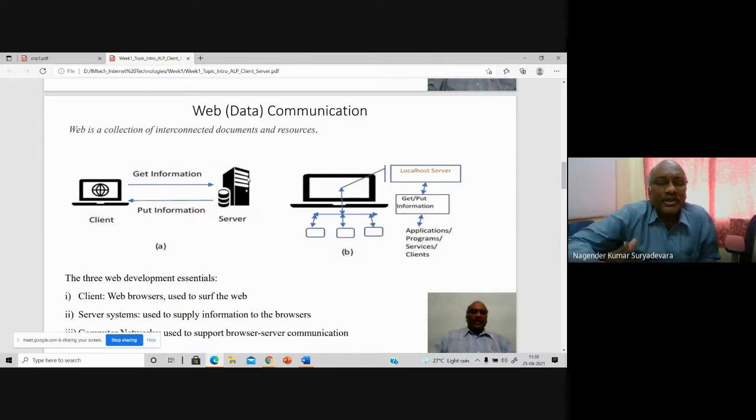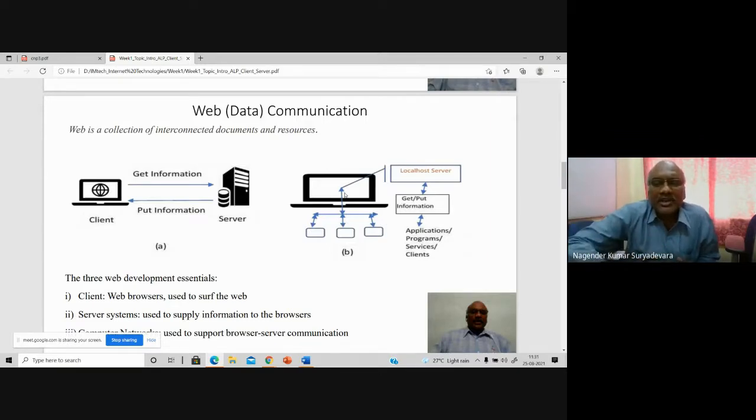Means the computer is given a software program, and that computer acts like a server. Whatever requests are made to that server will be served by that particular computer, which is located at some other place. Sometimes the same server program can also be made available on your own computer, on your own box, on your own system.